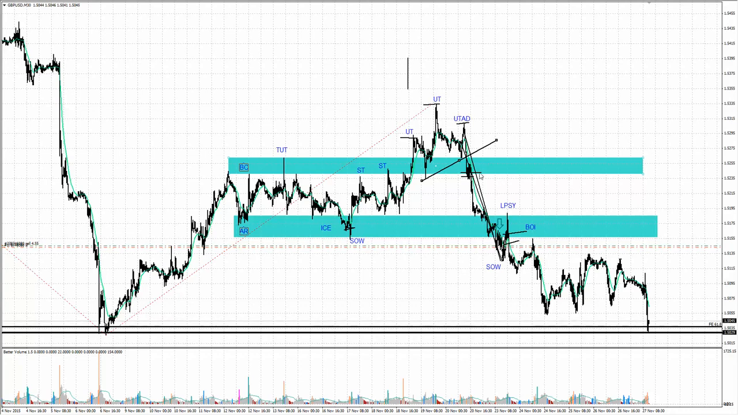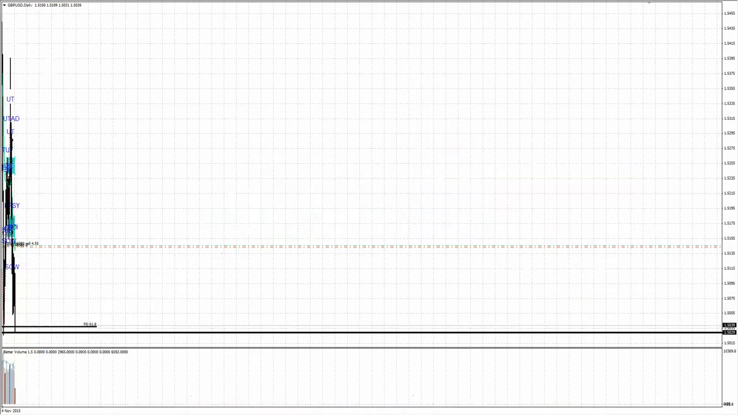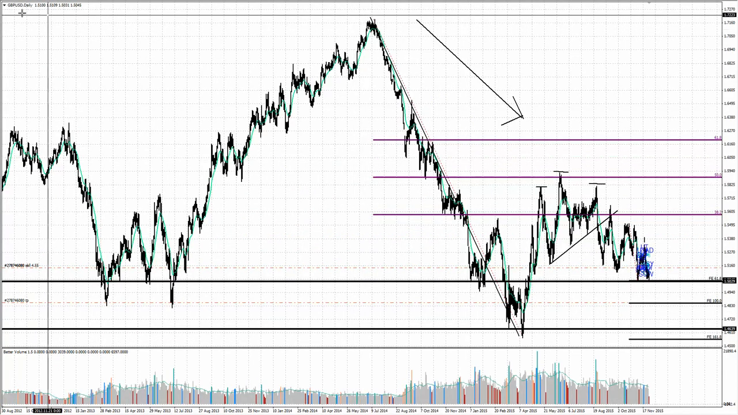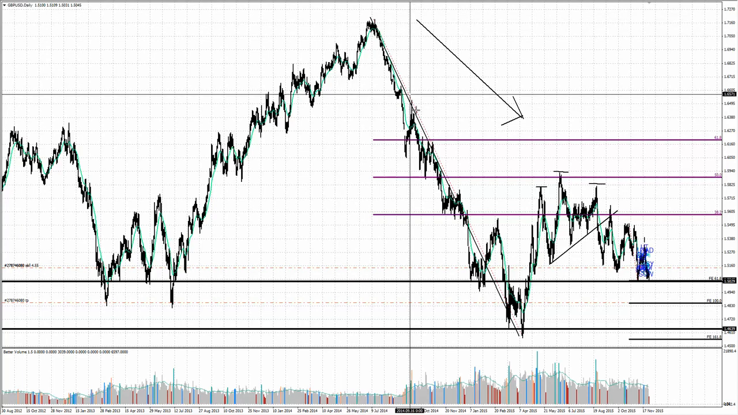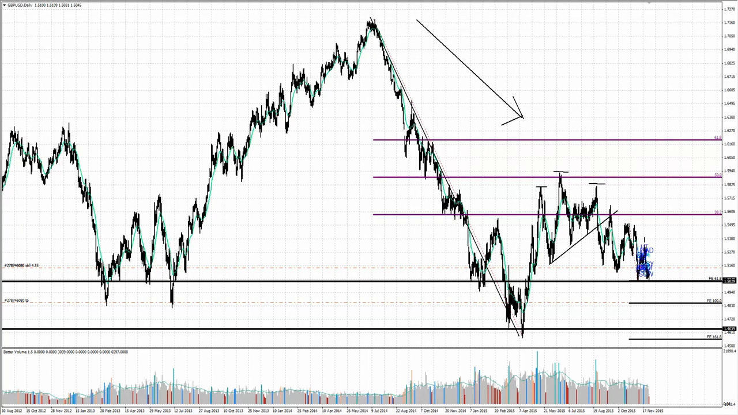I hope you enjoyed yesterday's webinar, and today I'm just doing the update on the British Pound USD. So basically, again, British Pound is in a strong downward trend. This is the daily time frame. Look at the strong downward movement. Price dropped about 2,600 pips.